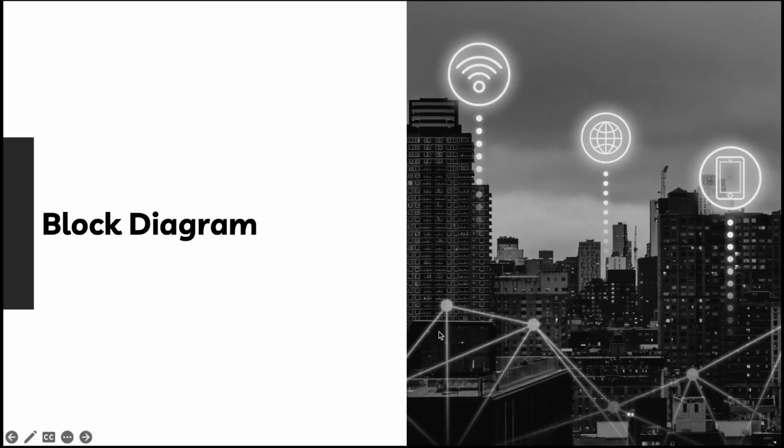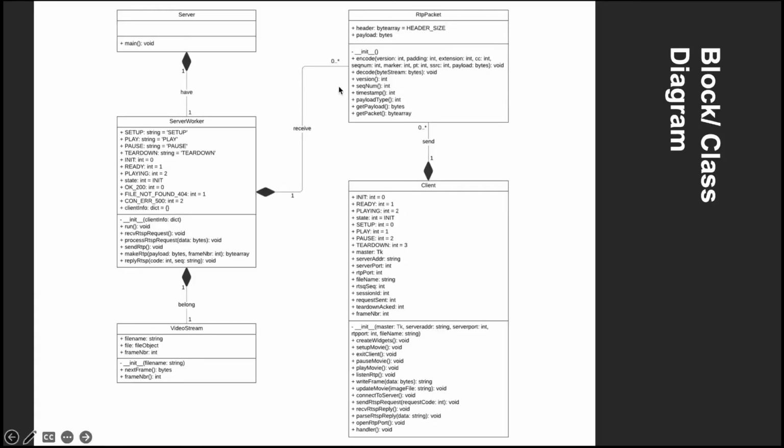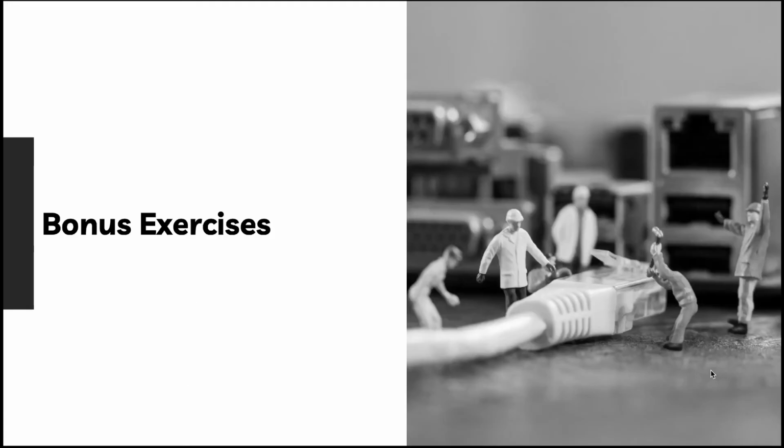Now, let us have a quick look at the block diagram of the system. So, we have the RTP packet, server, server worker, client, and video stream. You can have a look at it later on, or you can pause the video and have a look at it. It will basically explain the whole system and how the flow goes. Now, let us have a look at the bonus exercises. We completed all of the bonus exercises.